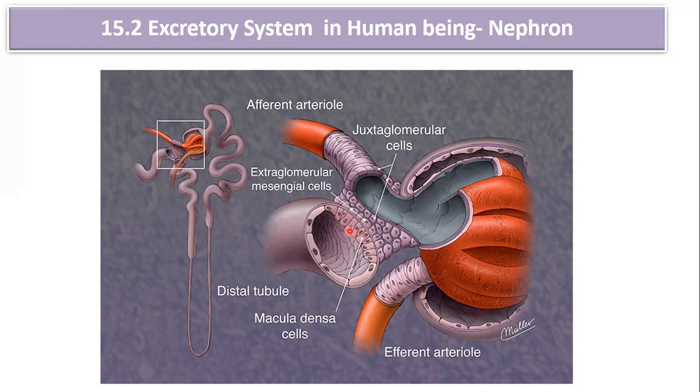So macula densa and juxtaglomerular cells together form a structure known as the juxtaglomerular apparatus, which is going to secrete some important hormone as well as enzyme. So this is all about juxtaglomerular cells. The juxtaglomerular apparatus is made up of juxtaglomerular cells of the afferent arteriole and macula densa cells of the distal convoluted tubule. Okay, easy. So this is all about the structure of the nephron.